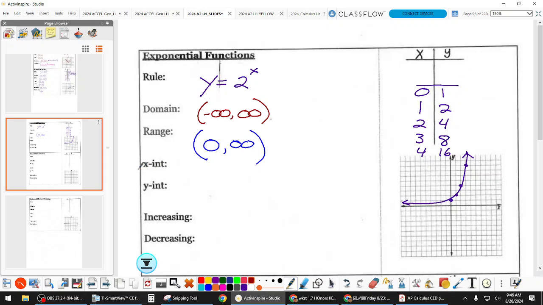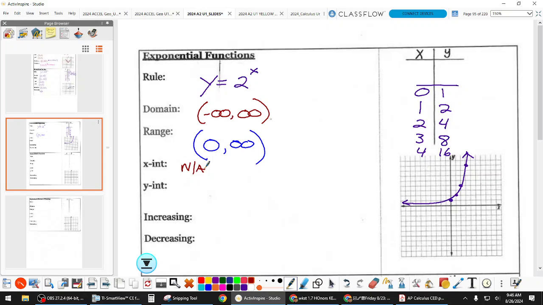What does this stand for? X-intercept. Does it have one? No. Because it never crosses the x-axis. Not as a parent function. If we transform it and move it around, yes, but not as a parent function.